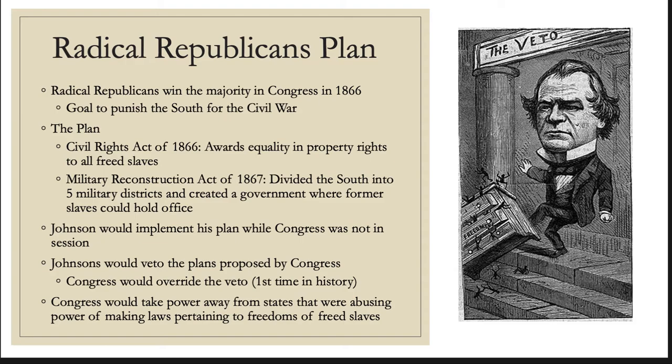And Congress is going to try to and succeed in taking power away from the states that are going to abuse the power of making laws pertaining to the freedoms of freed slaves. They're going to do their best at this. We're going to see that it wasn't as successful as it probably could have been. But with the radical Republicans in power, there's going to be much more of a microscope on the South during Reconstruction.